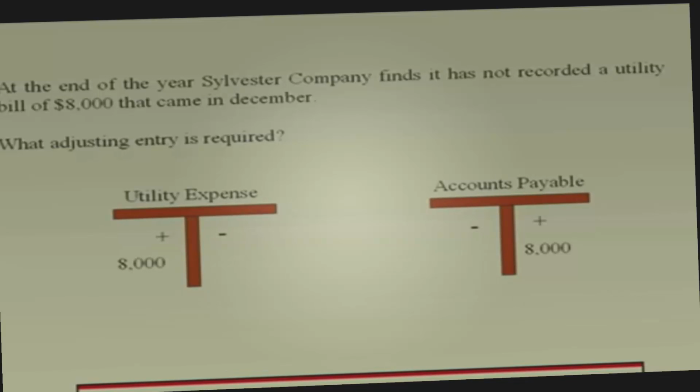You have an expense because you received the bill and the service. Expense goes up 8. You owe money to a supplier, so accounts payable, a liability, is plus 8,000. Shall we go on?